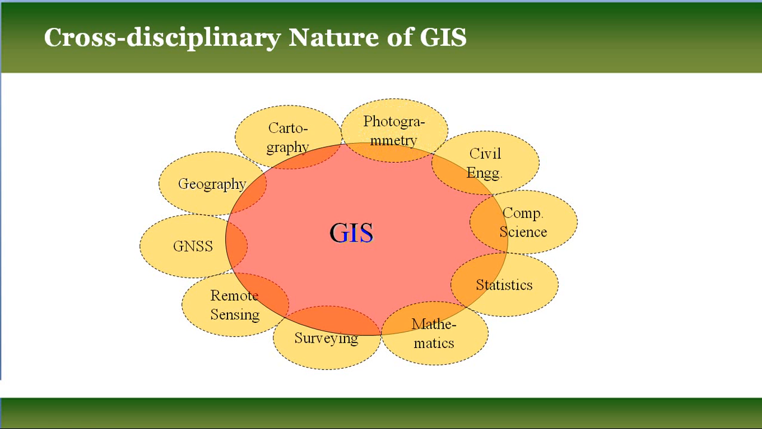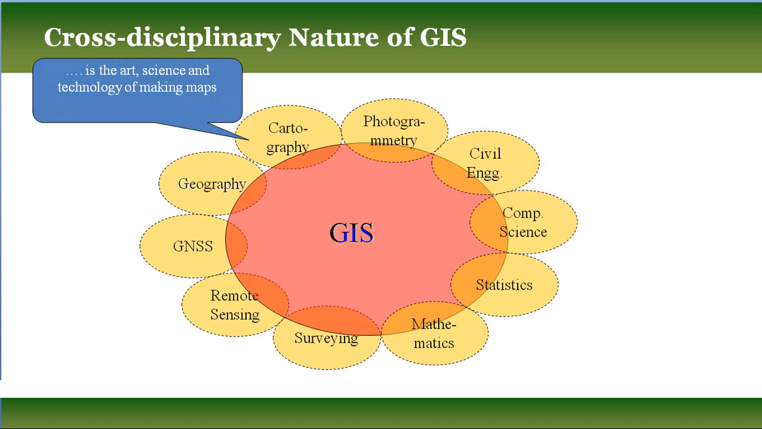Digital photogrammetry is a new technology by which directly from aerial photographs we can collect geographical data. So this photogrammetry technology helps you to collect GIS data directly from aerial photographs. So these are the components, and one by one, I will briefly explain all of these in front of you.